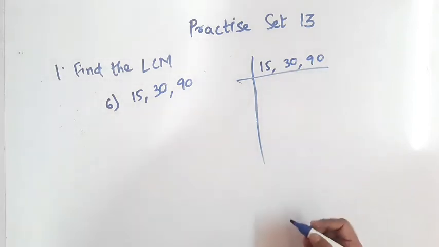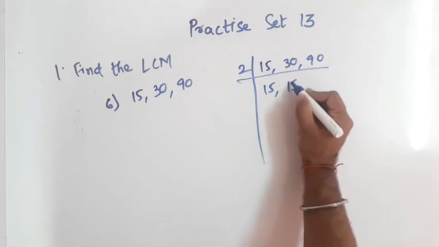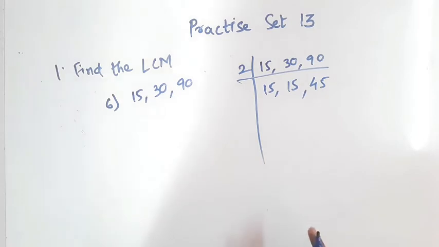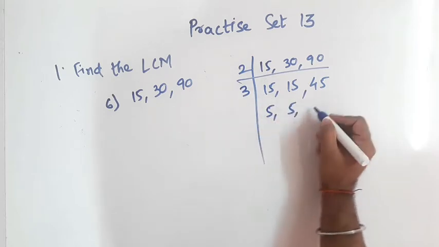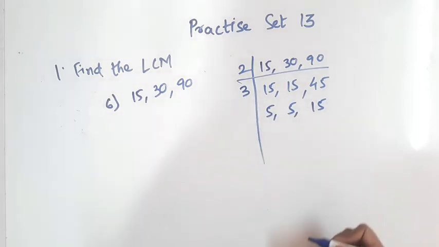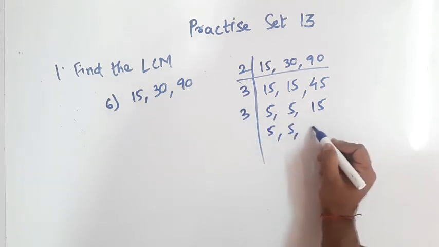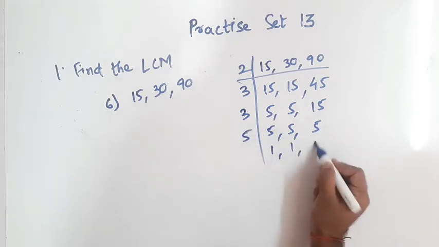So I'll take 2, 15 are 30, 15 as it is, and this is 45. Can I take 2 again now? No, all the numbers are odd. So I'll take 3. 5s are 15, 5s are 15, and this is 15 times 15, 3s is 45. Then can I take 3 again? Yes, 3. This is 5 comma 5. This is also 3 5s are 15. Now what can I take? 5. 1s are, 1s are and 1s are.